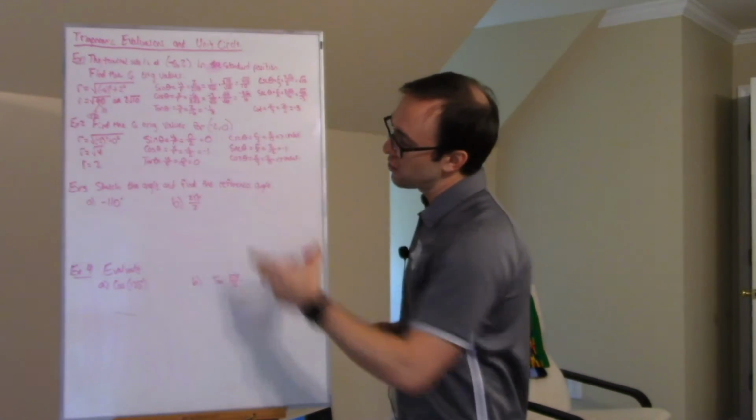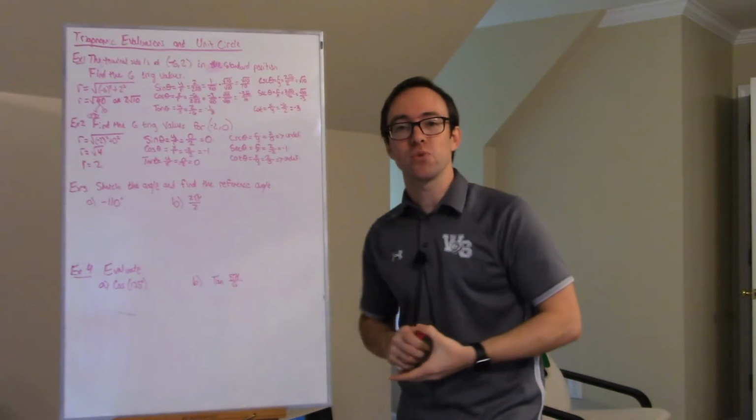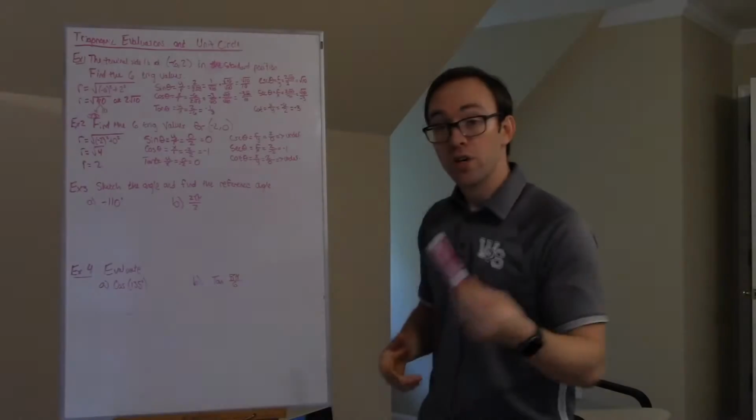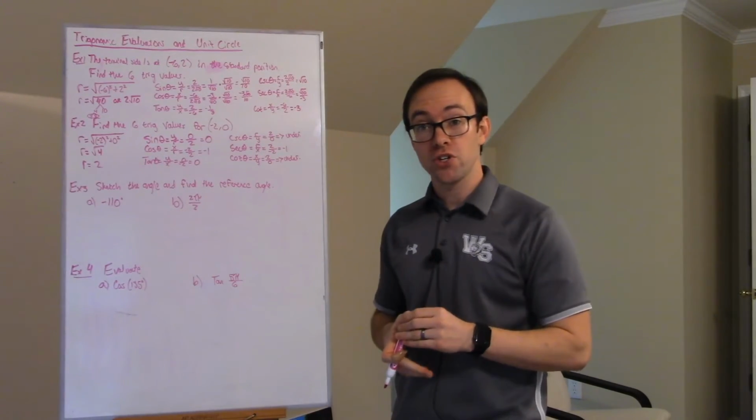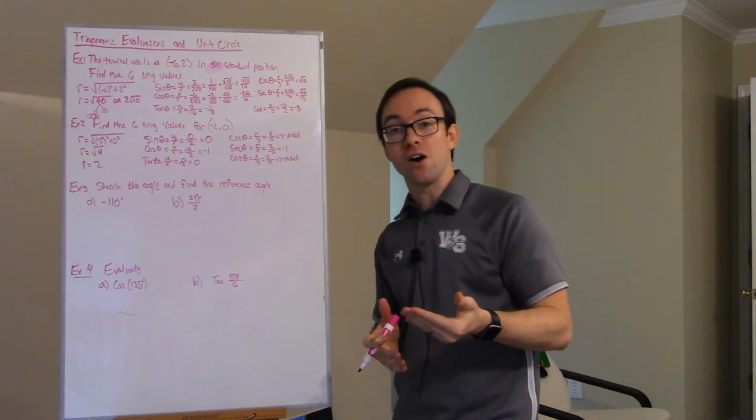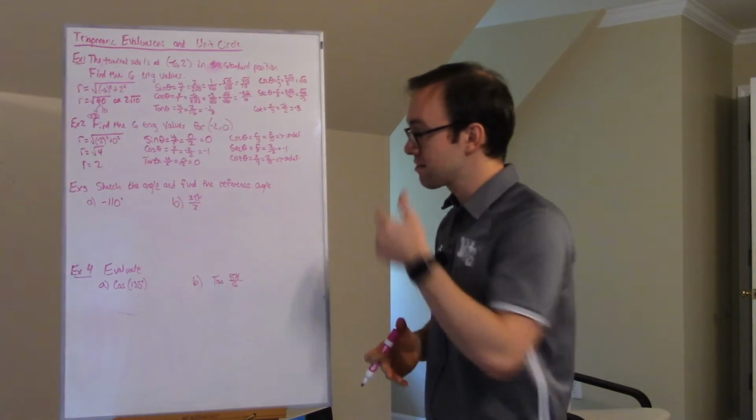Example number 3, we're dealing with sketching the angle and then finding the reference angle. We're going to sketch each angle in the standard position, so that means that one ray will be on the positive x-axis.